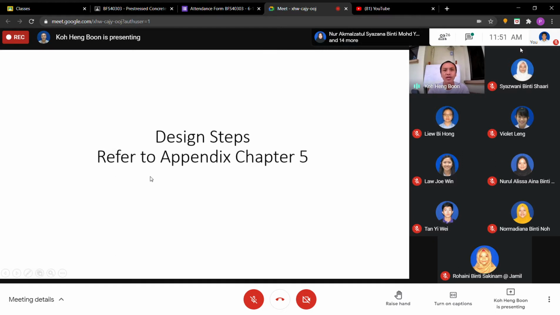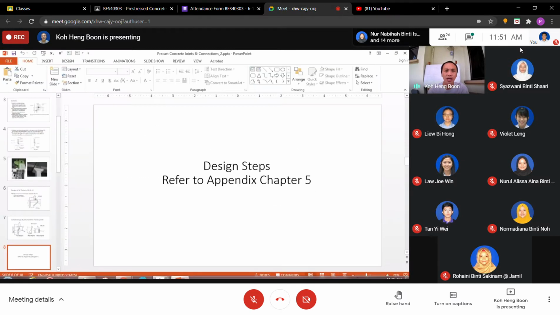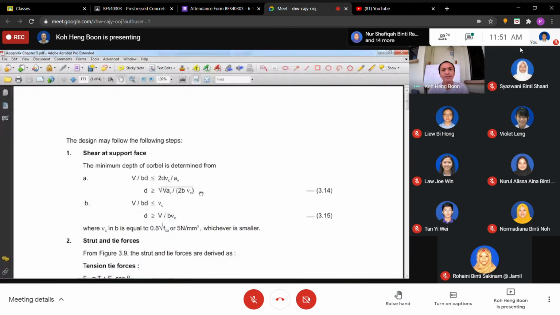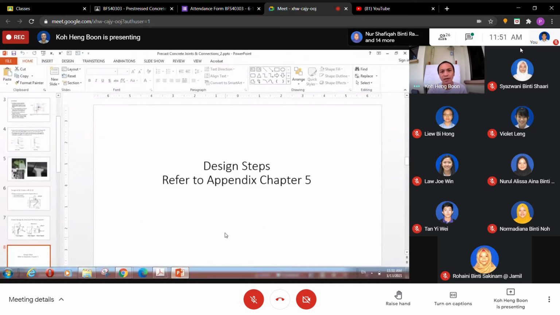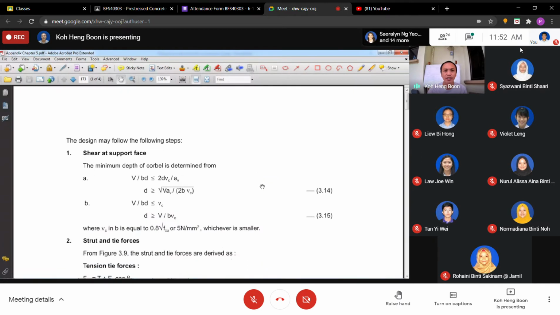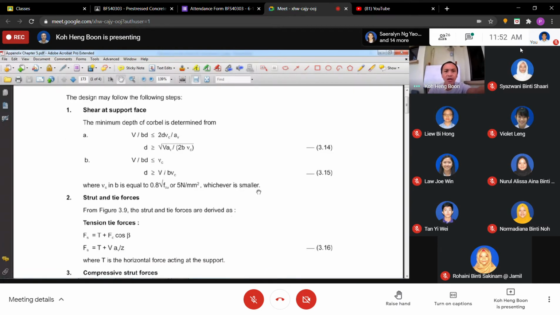You have to refer to a step that I just took from the handbook. You refer to the appendix here. Based on this stress strain curve, especially the stress block diagram here, we can actually derive the equation. But before this, these are the shear design steps.